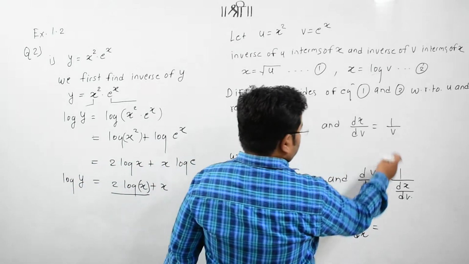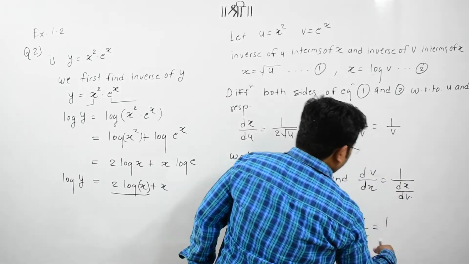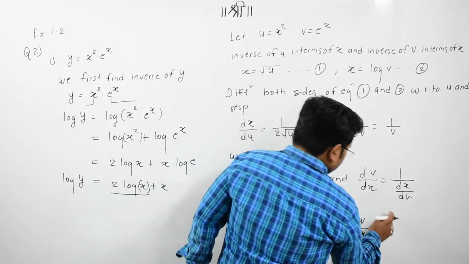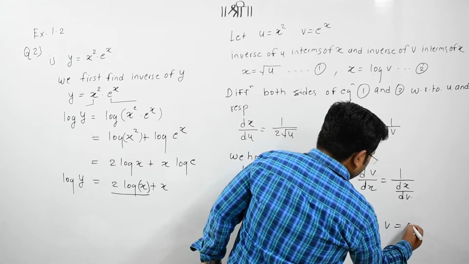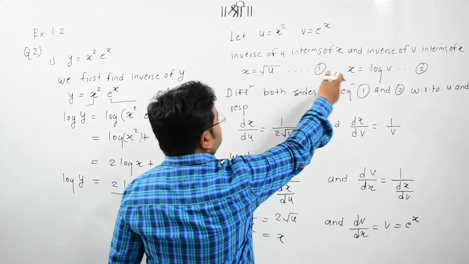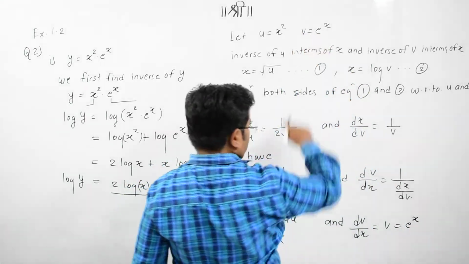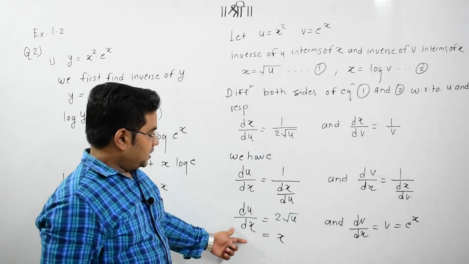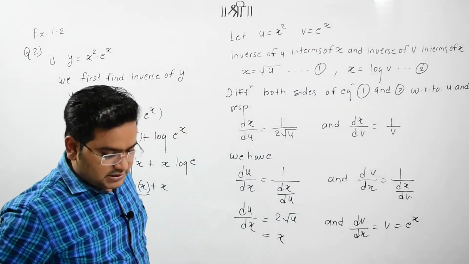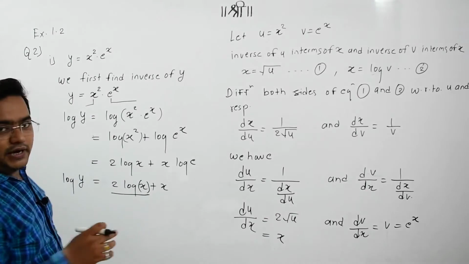And here dv upon dx is equal to 1 upon this 1 upon v, which again converts to v. So this v is nothing but e raised to x. You can see the value of v is e raised to x. Now we can pick up these values. Hope you are getting what I am doing.